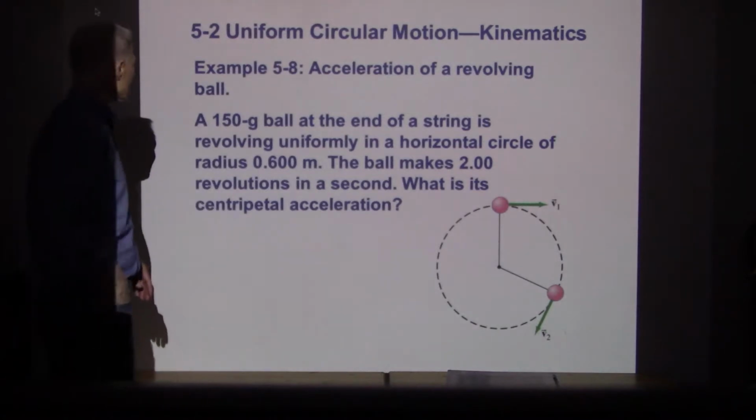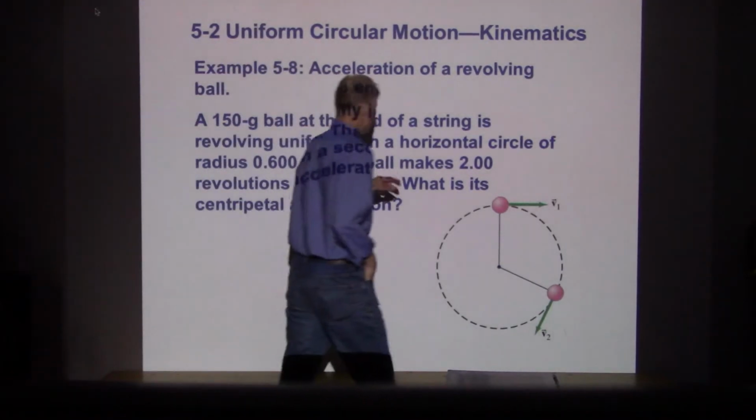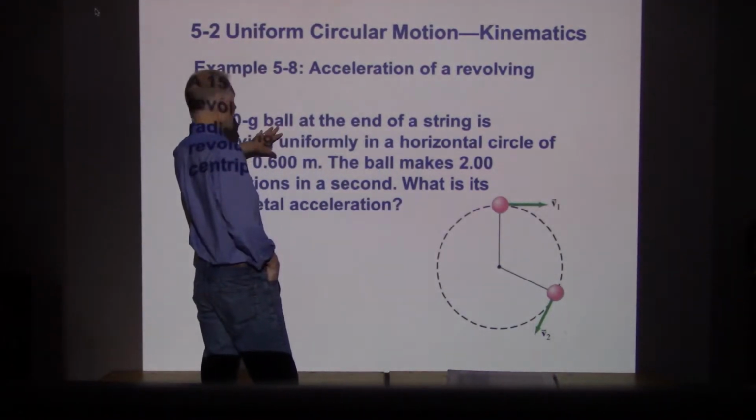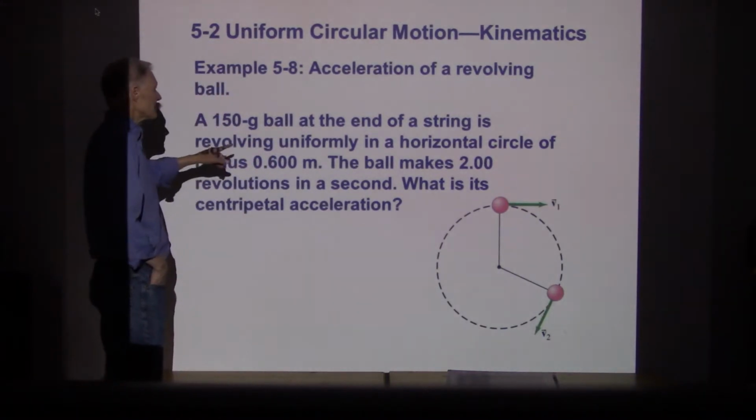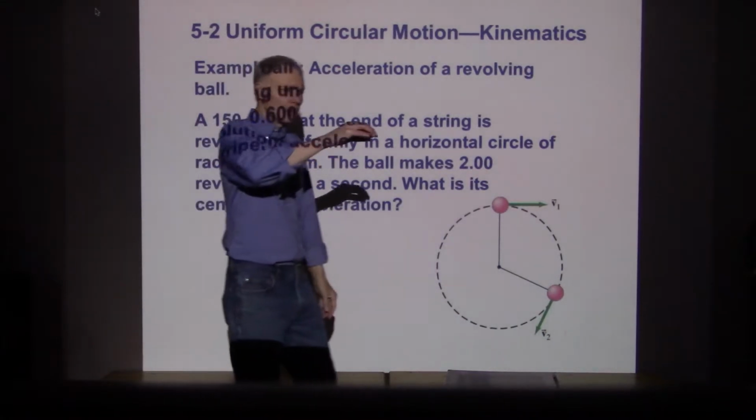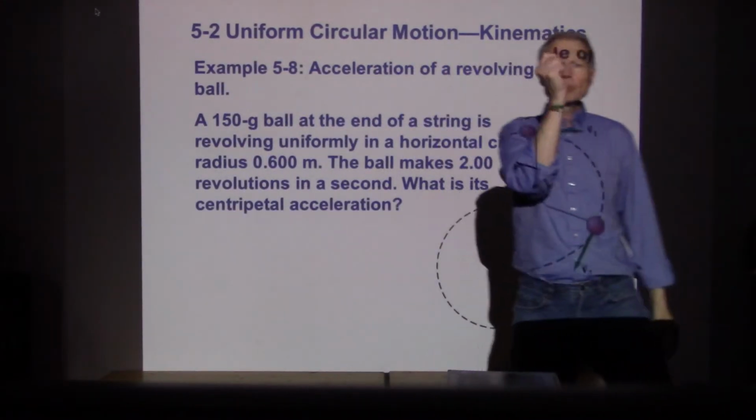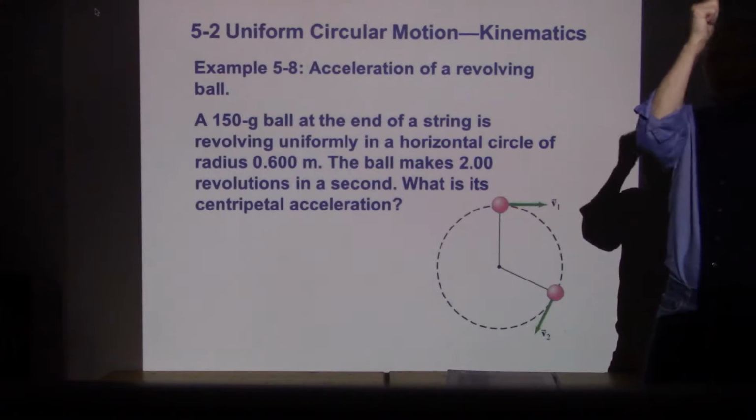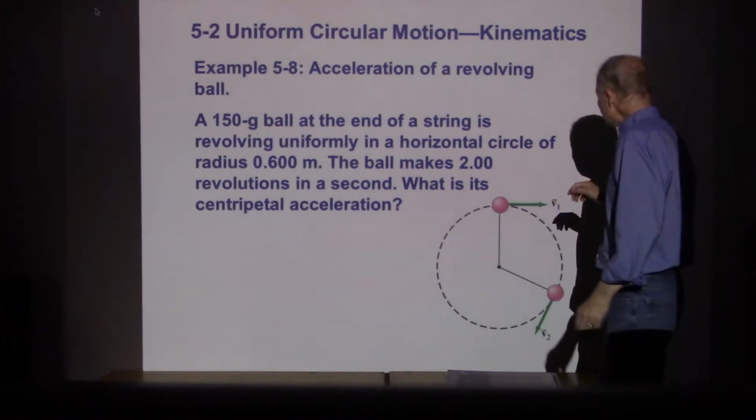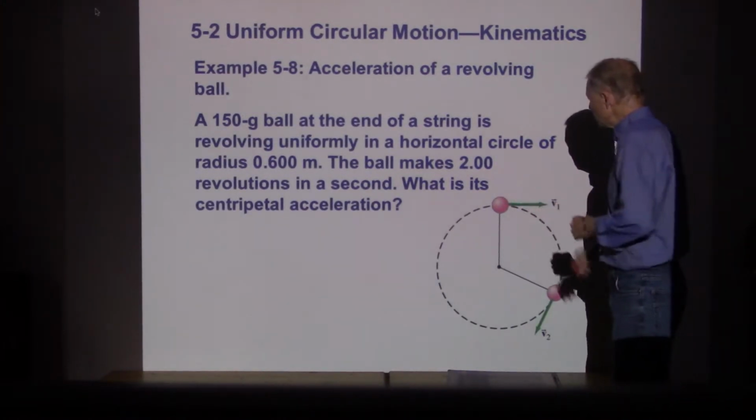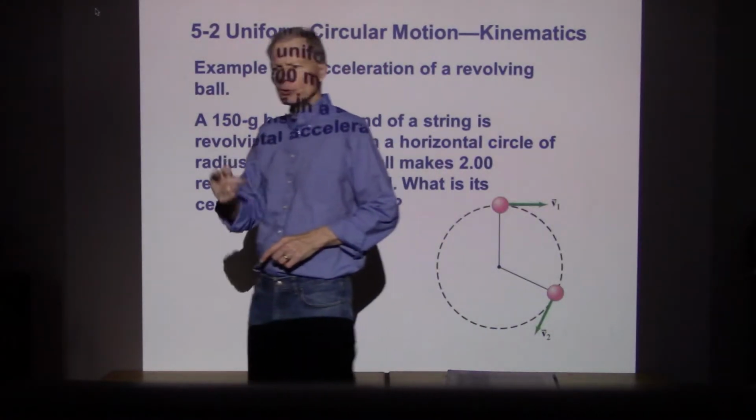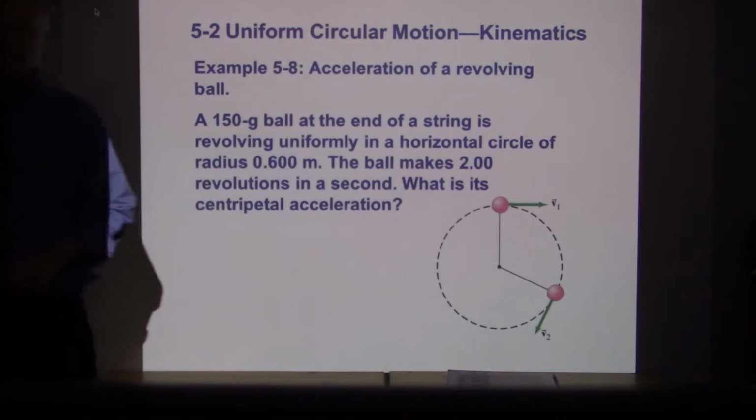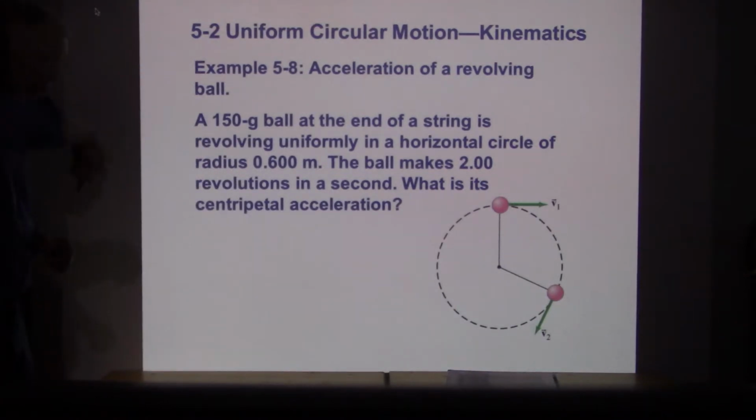Let's say that we have an object, it's a 150 gram object, and it's on the end of a string, and it's in a horizontal circle. So, it's like rotating this around my head or something. In any case, this is a top view looking down, so it's not going vertically where the speed might change. It would be harder to keep the speed uniform. This one's going at a uniform speed. It's in a horizontal plane.